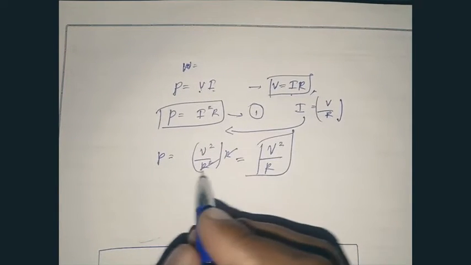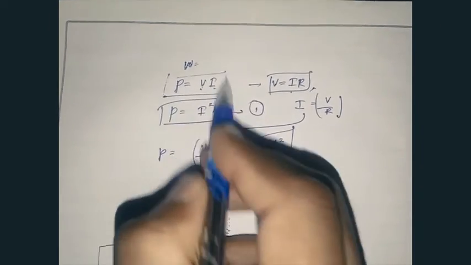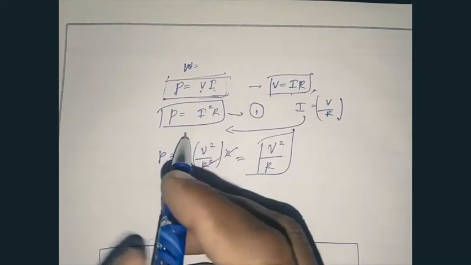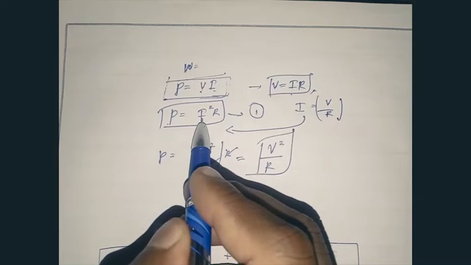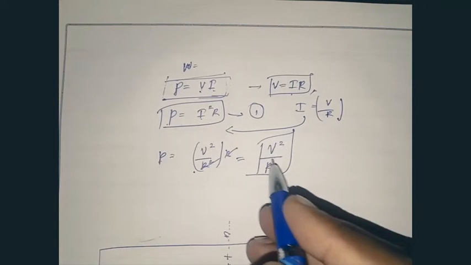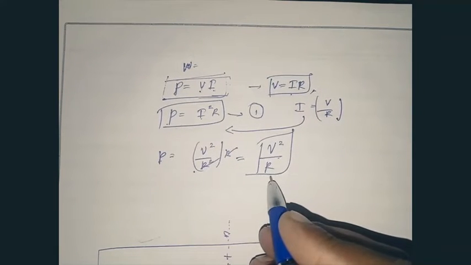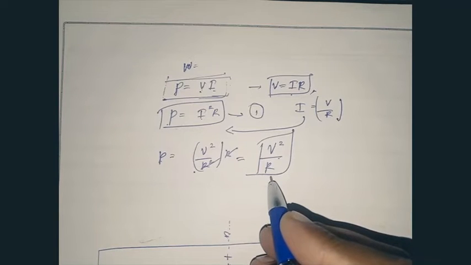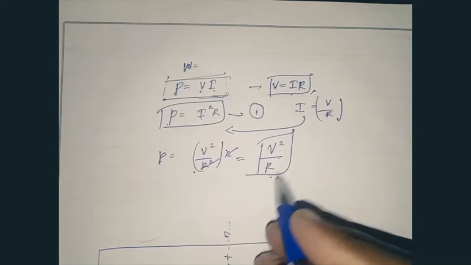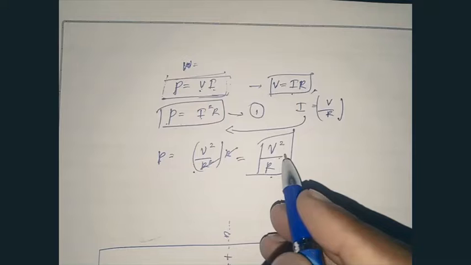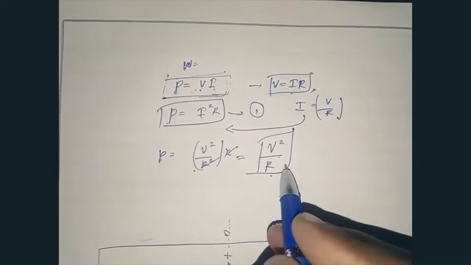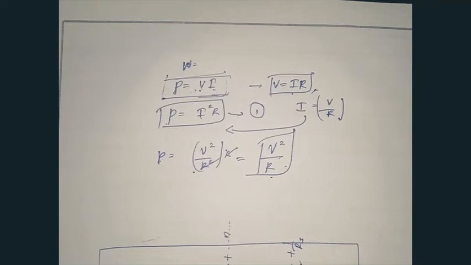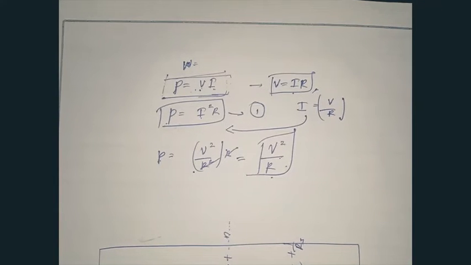So P is equal to VI is one form, P is equal to I square R is another form, and P is equal to V square by R is the third form of power. You can use any of these formulas to solve your numericals properly, based on the condition given in the question, one, two, three. Got it? Now we'll move to heat, which is also very important, and we can expect lots of numericals from it.